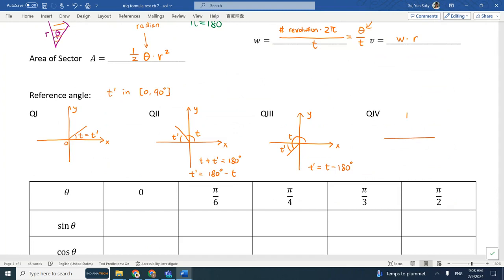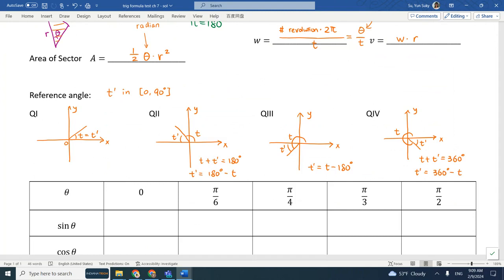Okay, last one. Okay, so if t is right here, so that's t. And t prime, you see, t prime is right there. What's the relation between t and t prime? Yes. So when we add them together, we get 360 degrees, right? So t prime is 360 degrees minus t.